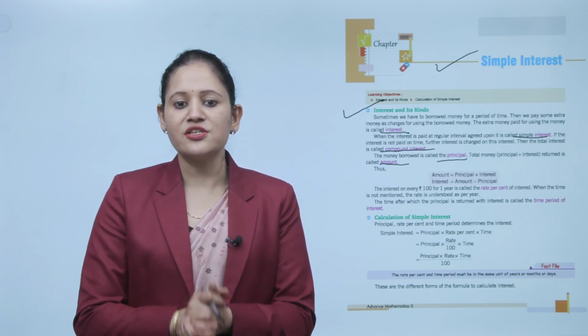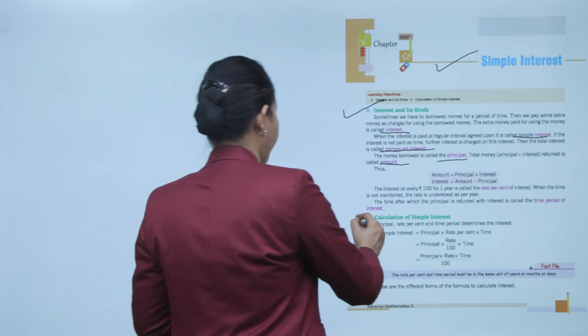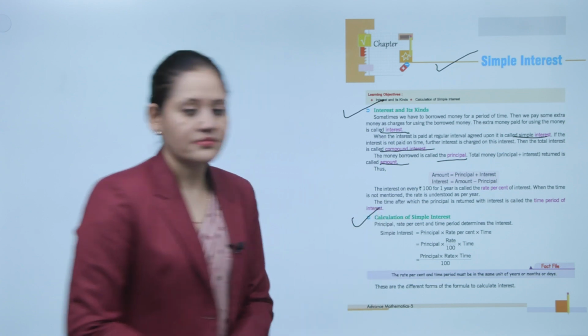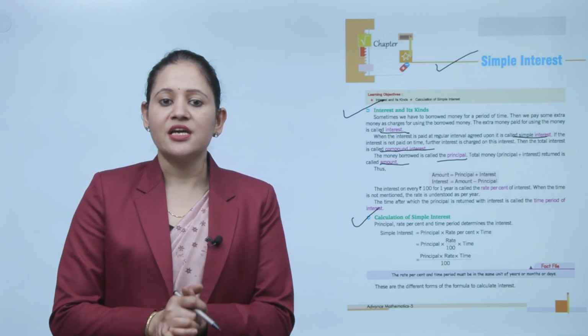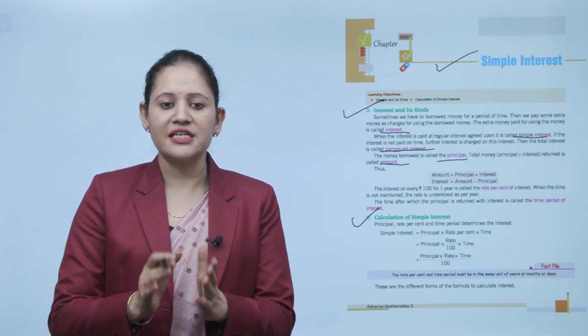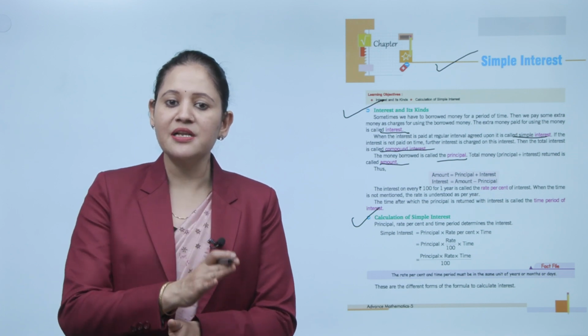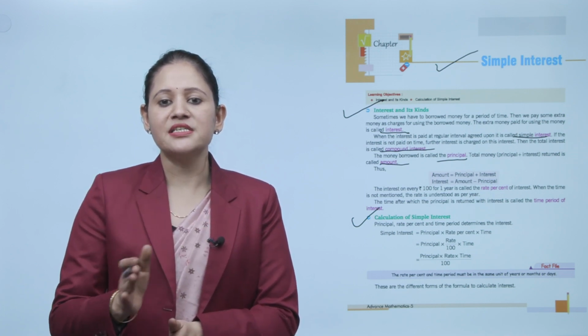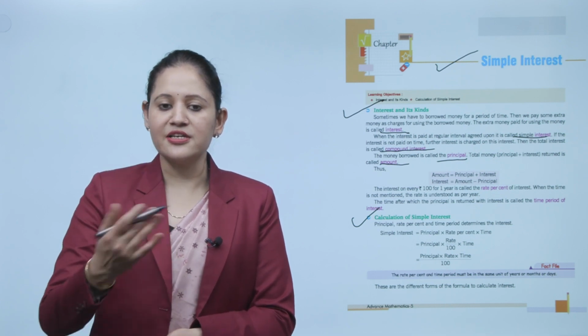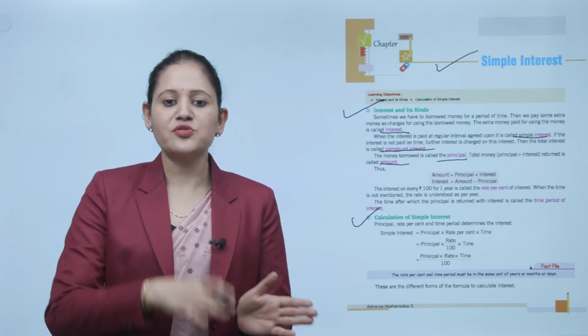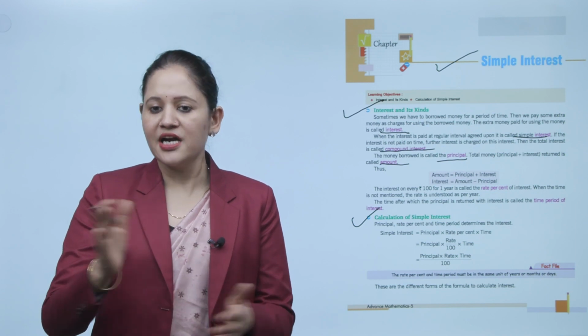Next is calculation of simple interest. So, principal, rate percent and time period determine the interest. Simple interest equals principal multiplied by rate percent into time. Rate percent becomes rate upon 100, into time. So, simple interest equals principal into rate into time per 100.